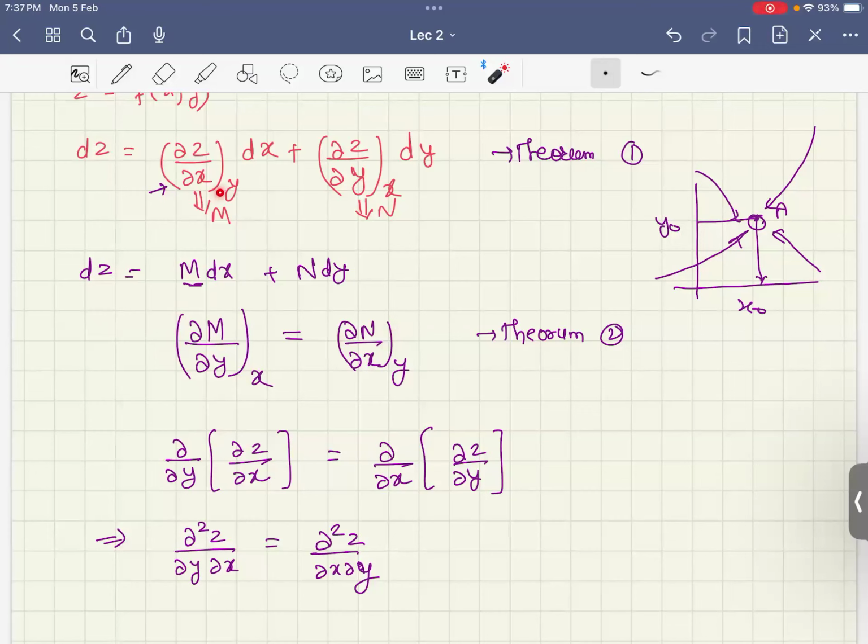So I am just replacing this by m dx, this by n dy. And then I am saying if I go from y to x or x to y, it does not matter. This is what is meant by derivative. Then I replace m, which is nothing but this. The derivative of a derivative means a double derivative, so dou 2z by dou y dou x. So it does not matter if I take the derivative of z with respect to x first or y first, it will give me the same answer. So this is the second theorem.